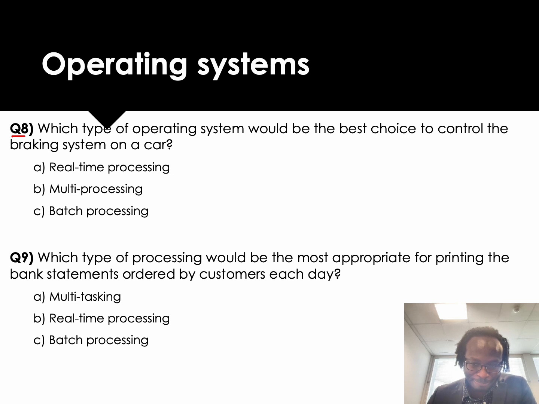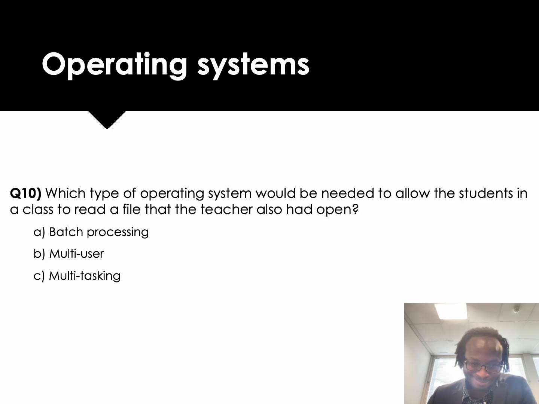Next slide. Question 10. Which type of operating system would be needed to allow students in a class to read a file that the teacher also had opened? A. Batch processing. B. Multi-user. C. Multitasking.